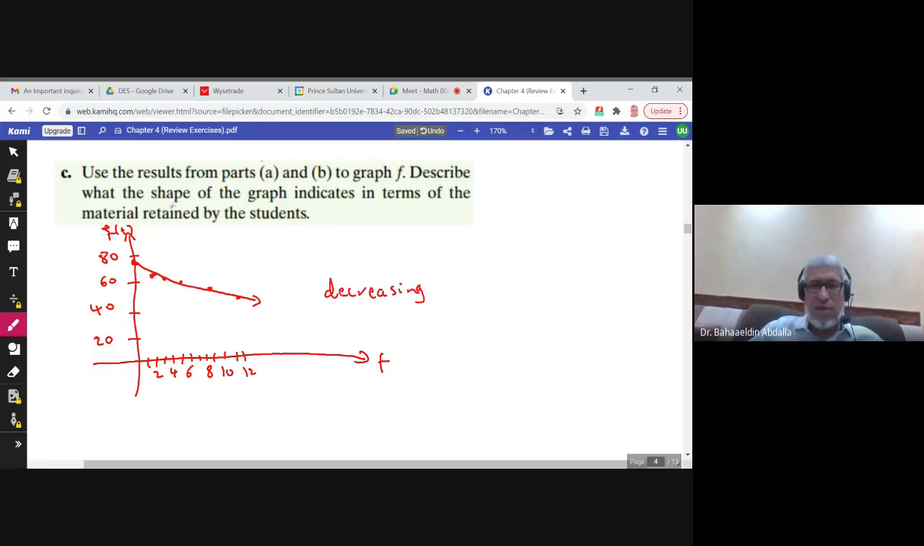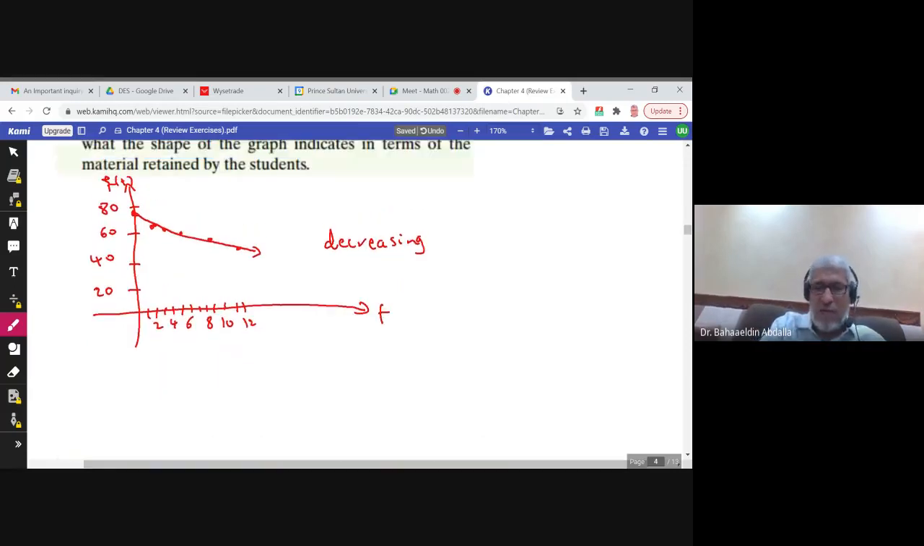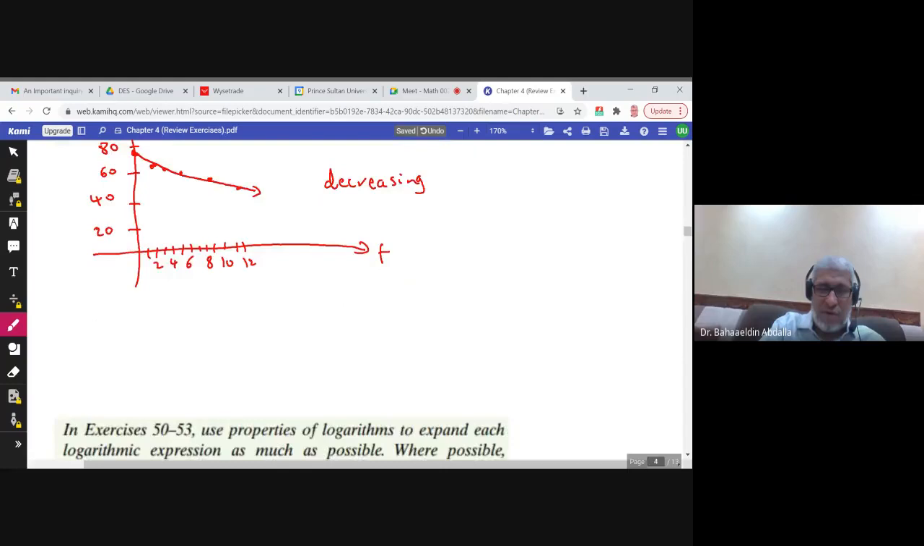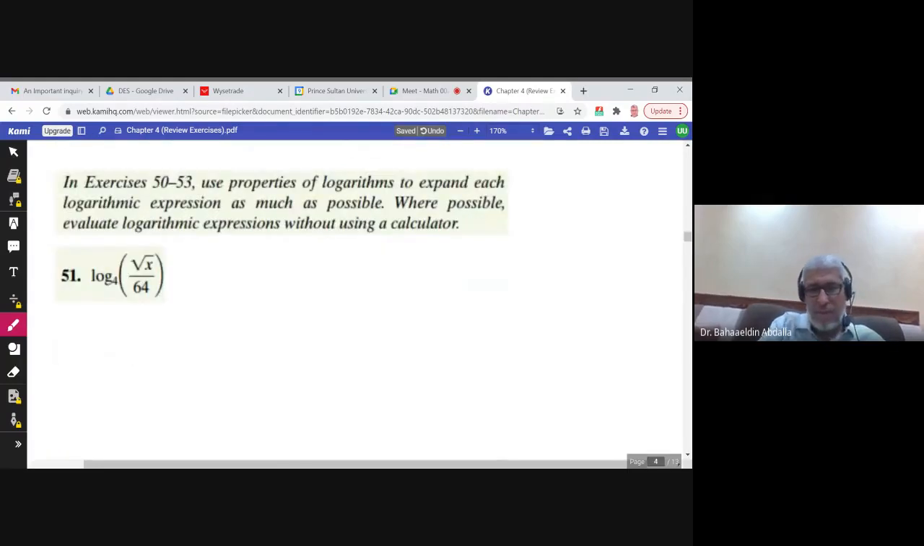So describe what the shape of the graph indicates in terms of material retained by the students. Decreasing. Material retention is decreasing over time. So when the time passes, the retention of the students decreases.